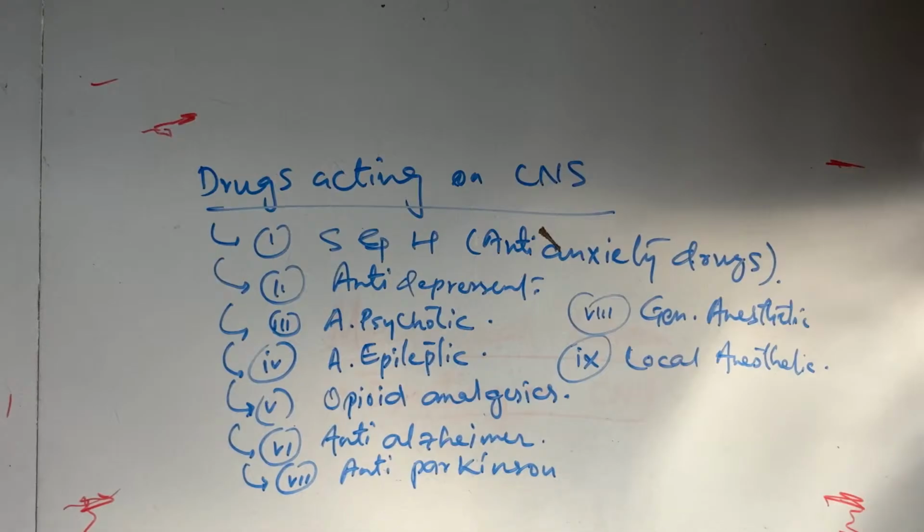So what did we learn about sedative hypnotics yesterday? How many classes are they? They are of multiple classes. The first one is barbituric acid derivative. The second one is benzodiazepine. Should I write again today also?